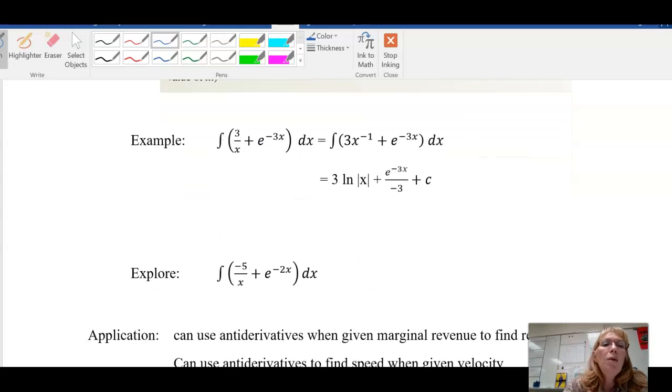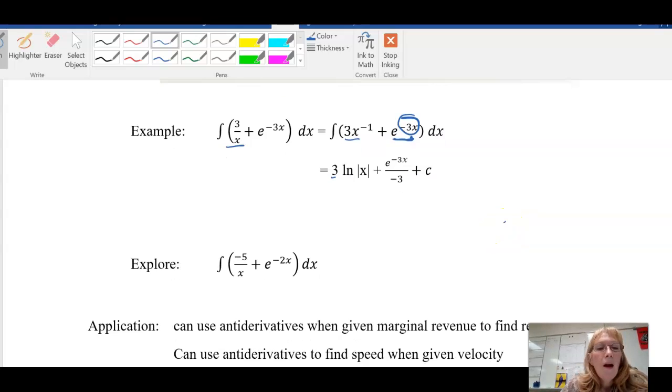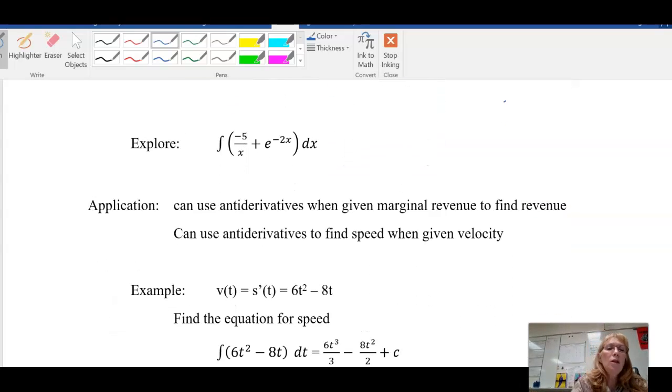So let's rewrite these both first. So we rewrite this as x to the negative 1, so he's the one we just learned. And we still have e to the negative 3x, nothing different there. So x to the negative 1 is that natural log of x times the 3. This one here is itself, because he's e, divided by the derivative, which is negative 3, plus c, and we are done. All right, pause and try yours. I should have given you more room on this, and I apologize.